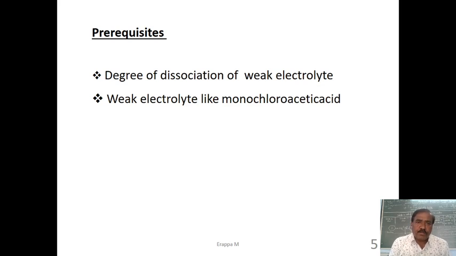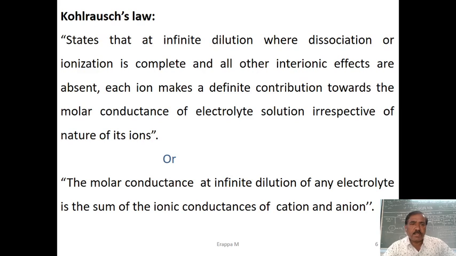For this, you have to know the degree of dissociation of a weak electrolyte, like monochloroacetic acid. That means how a weak electrolyte will dissociate. In that, you have to find out the degree of dissociation and the dissociation constant.